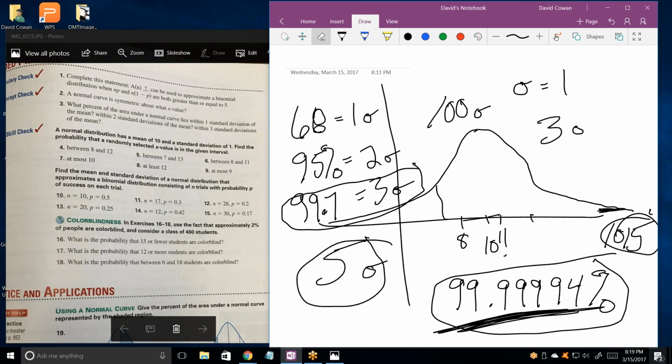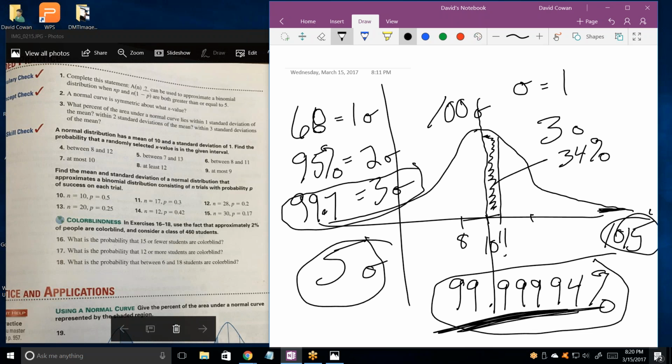Let's do it in 2 parts. First of all, if I draw a line through the mean, I know that 50% of my curve is this way, 50% is this way. Now I'm going 1 standard deviation. What is this percentage of the area of the curve? Just this right here. It's not 68%, it's half of 68%, which is 34%.